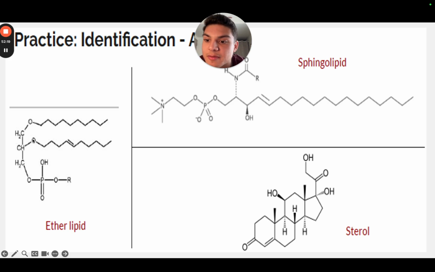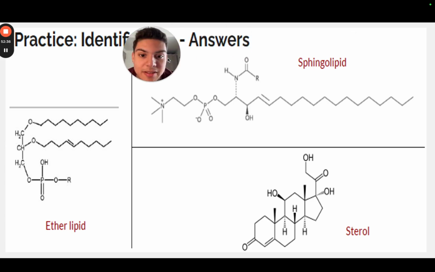But in this case, we see that this is attached to an O, and that's it. This is not a carboxyl group. This is just a simple ether. And that's exactly what an ether lipid is: the fatty acid chain is going to be attached to the glycerol backbone via this ether bond, this ether linkage. And that's what we see right here on these 2 carbons.